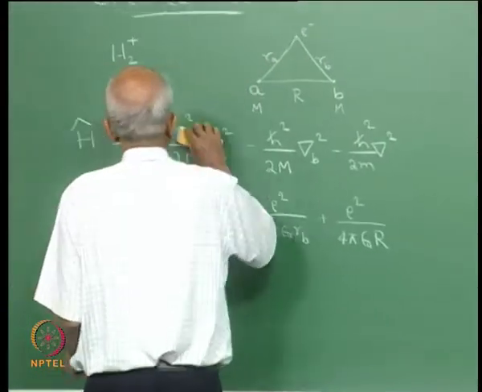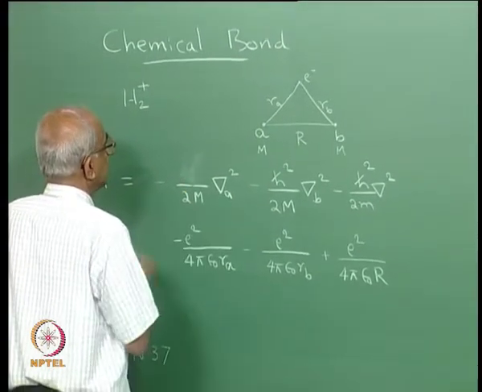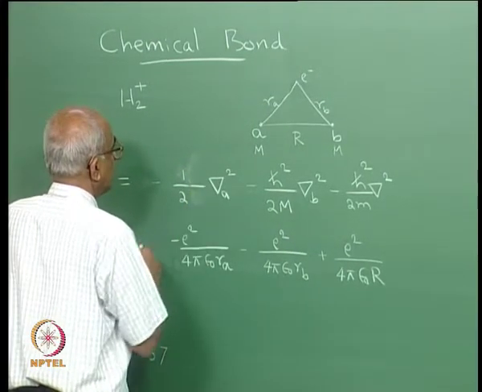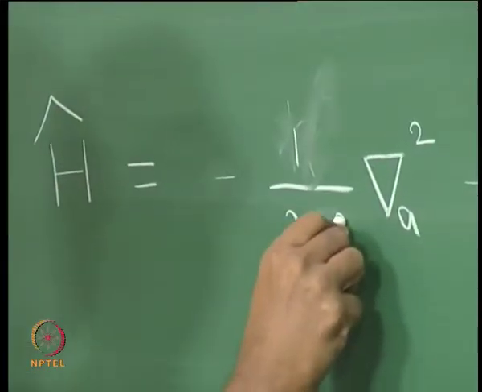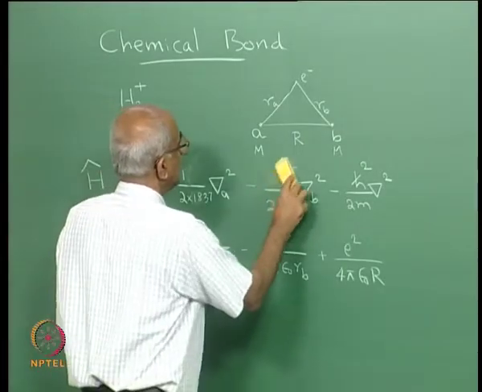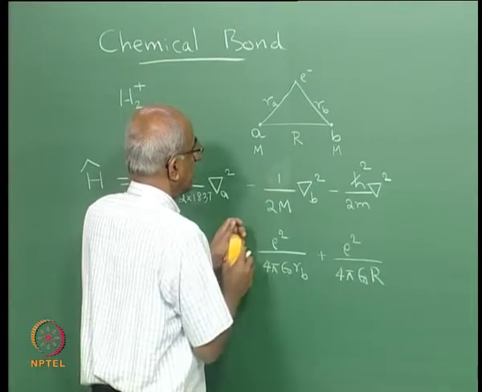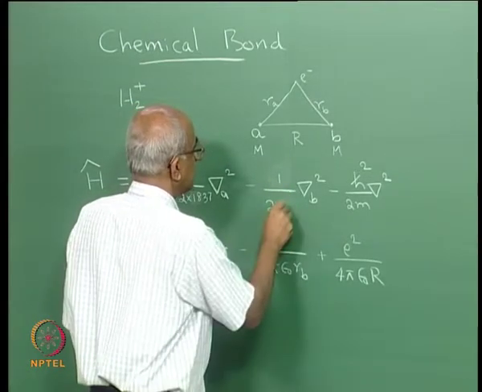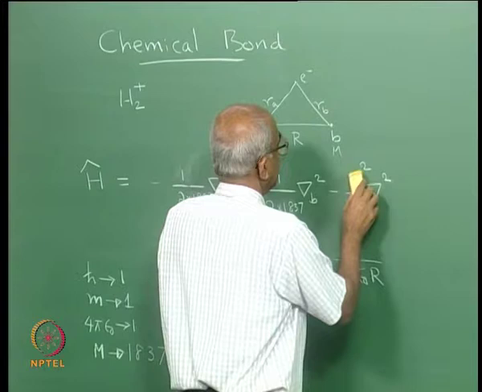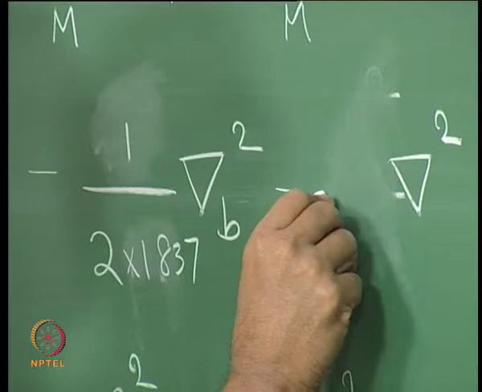H cross will become unity. So, therefore, this term is 1. And so, I will put a 1 there. This capital M will become 1837, and this will become 1, and again that capital M will become 1837. Then again this H cross square by 2m, it becomes 1 by 2.